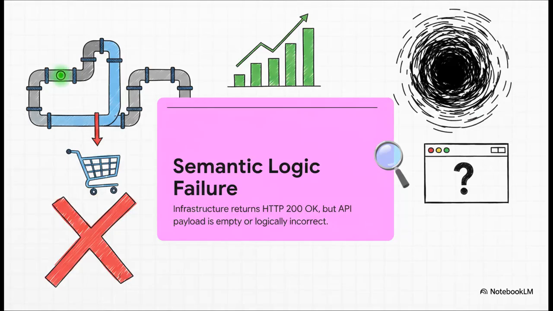And honestly, all of this brings us right back to our opening nightmare scenario. The dashboards are green, but the business is failing. When your infrastructure returns a perfect HTTP 200 OK status, but the end user is staring at a completely blank screen or an empty shopping cart, you're experiencing what's called a semantic logic failure. The pipes are technically working fine, but they are delivering completely wrong or empty data.